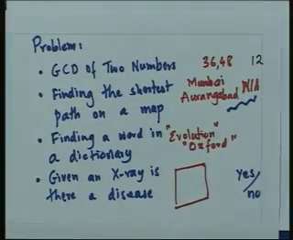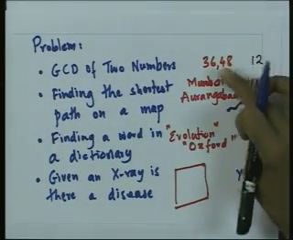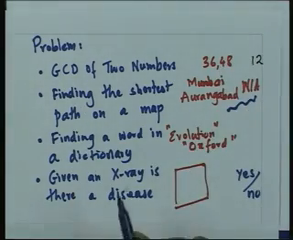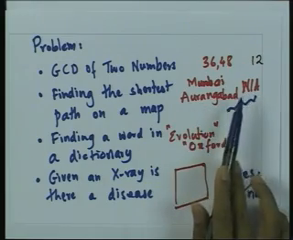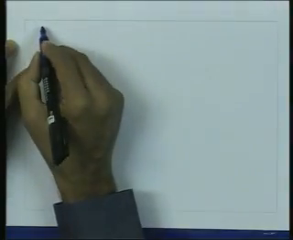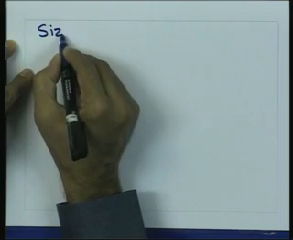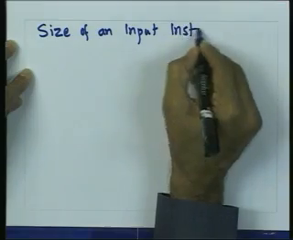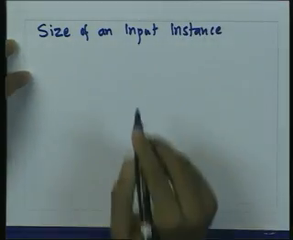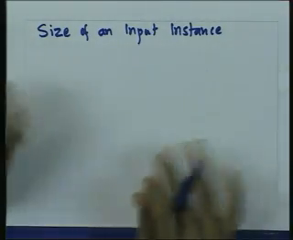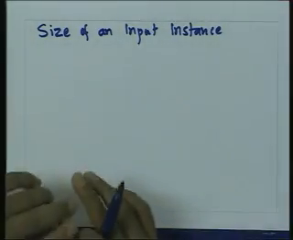So, 36 and 48 together constitute an instance for the GCD problem. Mumbai, Aurangabad and a map constitute an instance for the shortest path problem, and so on. Another important term that we need is that of the size of an instance. We'll often not necessarily use the term input instance, but we'll just stick with instance. Instance will always mean input instance, or we could even say problem instance.